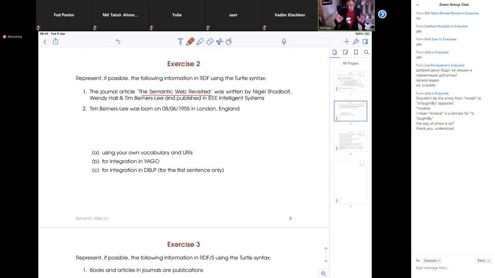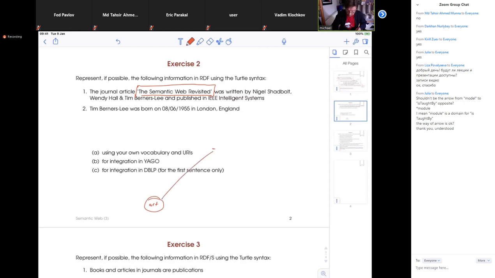So I don't care what kind of classes to use. My problem is to somehow represent the information. So what is the situation? Probably I should draw a picture to begin with. The journal article, The Semantic Web Revisited, was written by. How to draw a picture for this? How to represent the journal article? Definitely it's a subject, so we need this subject, this journal article. This is my pictorial representation. And then what? This is the title of the article, right?